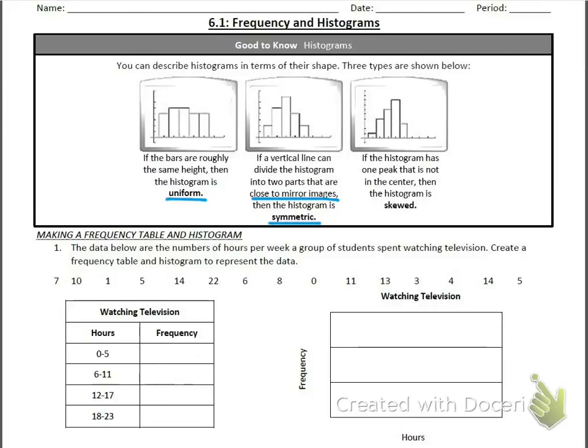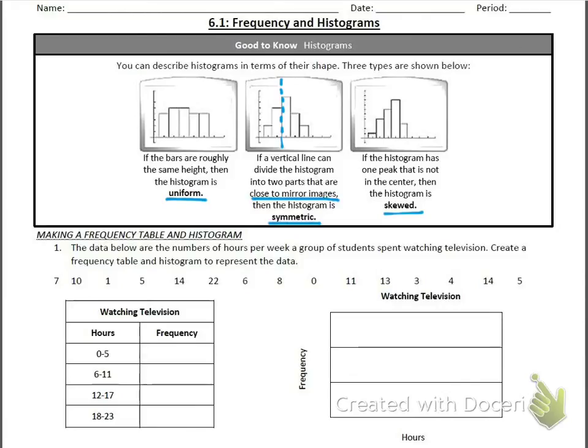Okay, so on this one, we would draw a vertical line right here. It does not have to be exactly in the middle. And if we folded it over, does it look pretty symmetric? Yeah. So then we would call it symmetric. If the histogram is definitely not symmetric and has a peak that is not in the center, then it is called skewed. Okay? So we have uniform, symmetric, and skewed.